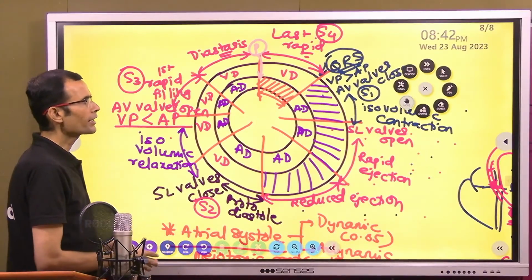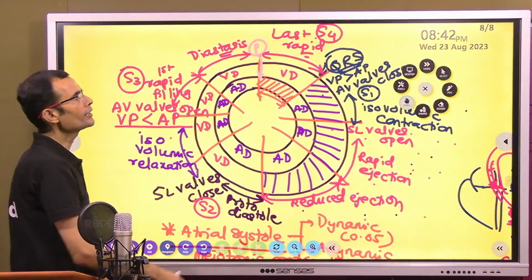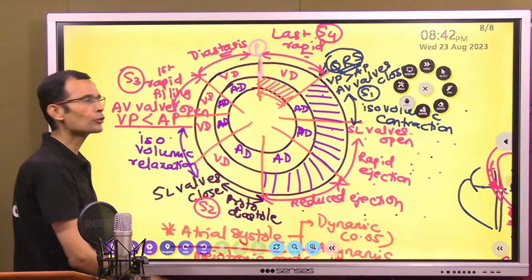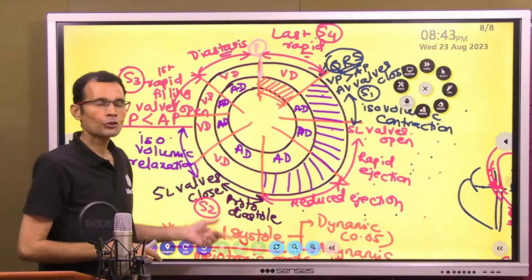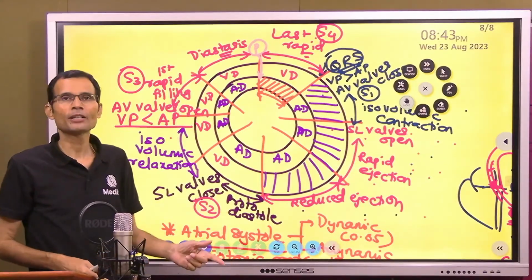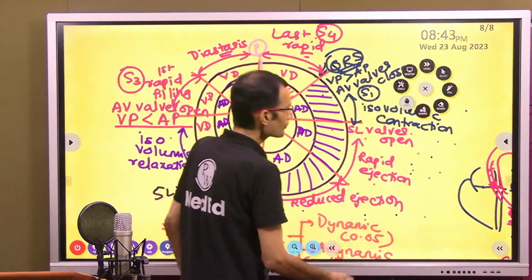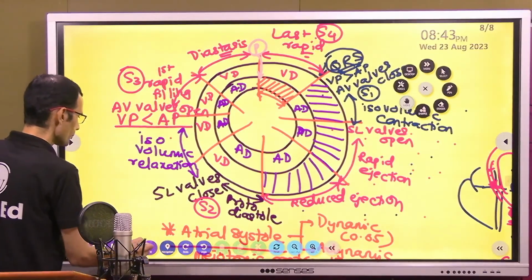So this was the cardiac cycle and the events. We have correlated this with the ECG also, ECG events. Now finally, let's talk about the left ventricular pressure volume change, or left ventricular pressure volume loop.